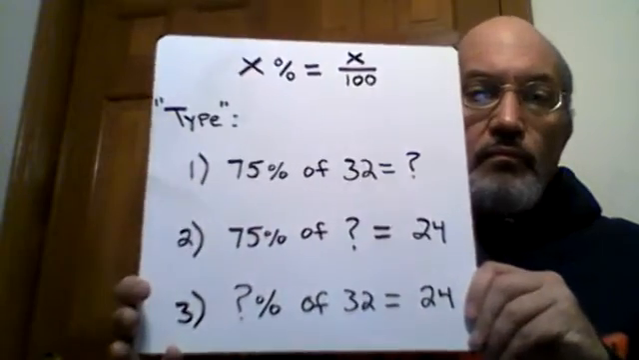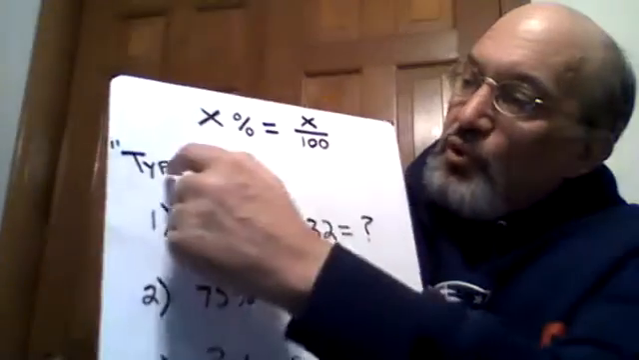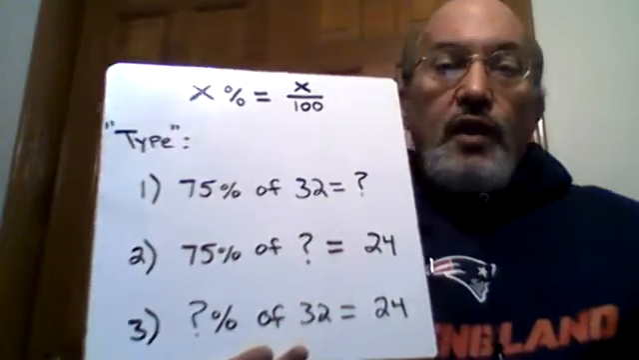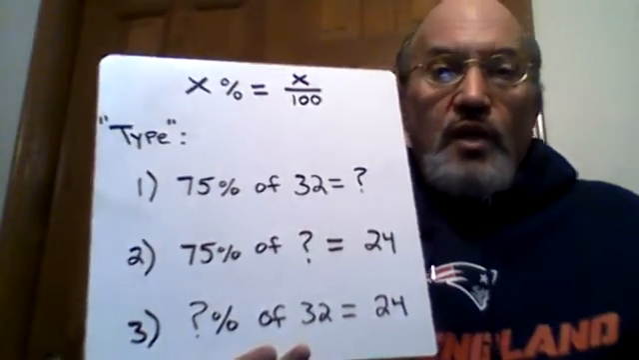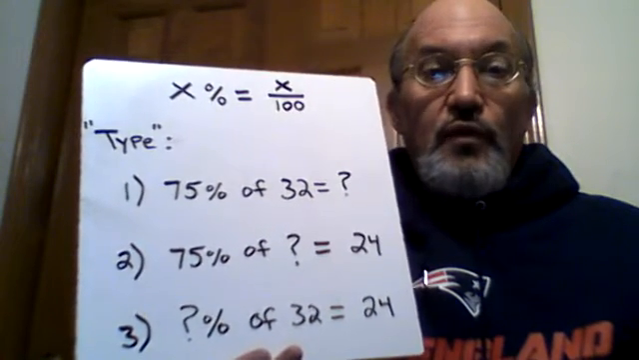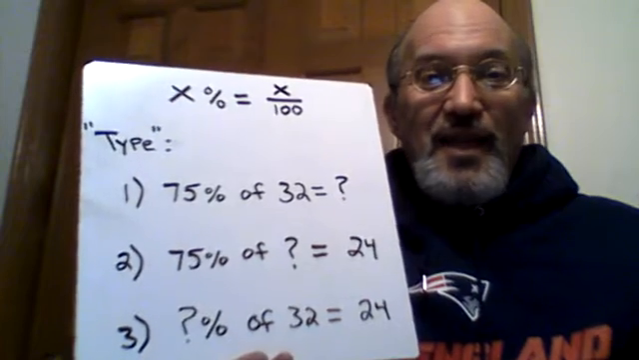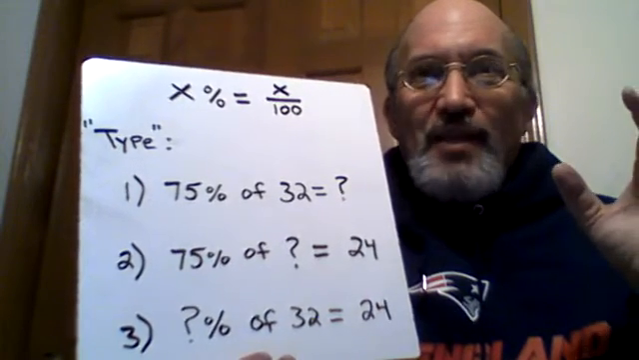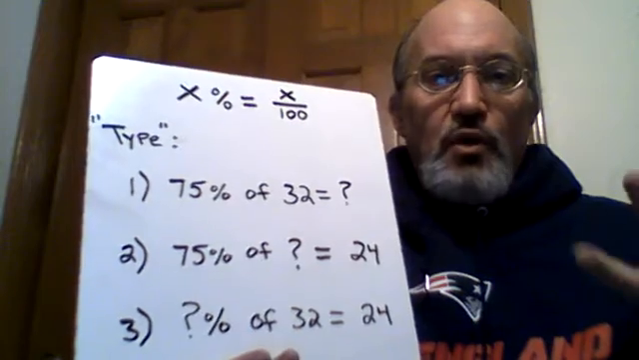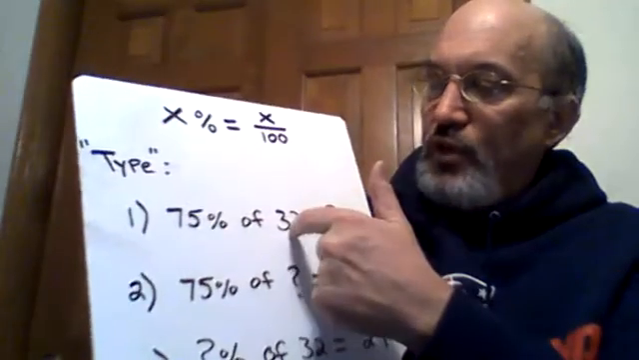Well, here's the same three numbers. And notice I've put the word type here in quotation marks. That's a word that I've used for the past several years. It's not necessarily in the textbooks. But I'd like you to think of the percent problems as being of three types. But here's the key. It's really the same relationship. There are three numbers involved in 75% of 32.